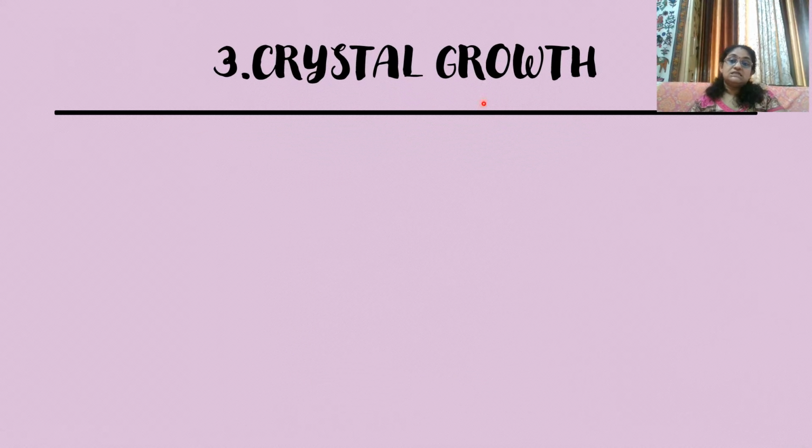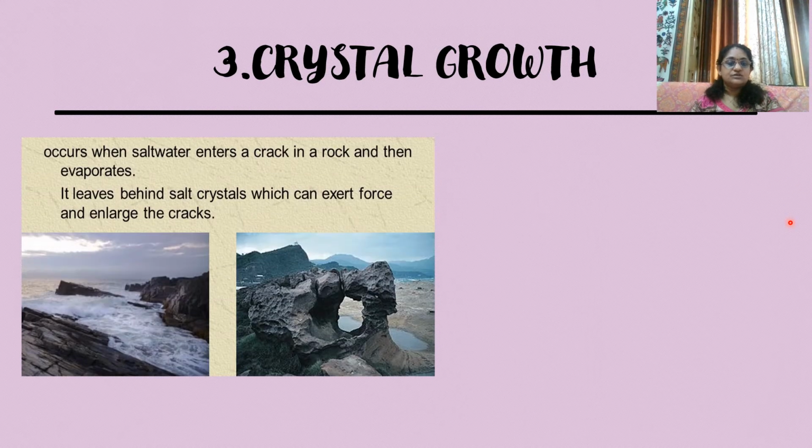The next one is crystal growth. Now this you will usually find near coastal areas, students. Okay, crystal growth. Now this occurs when salt water enters a crack in a rock and then evaporates. Now you must have done this experiment in your lower classes. Your science teacher had shown you what remains. You are told to put water mixed with salt, keep it outside in the sun. When the water evaporates, what remains back? It is salt, isn't it?